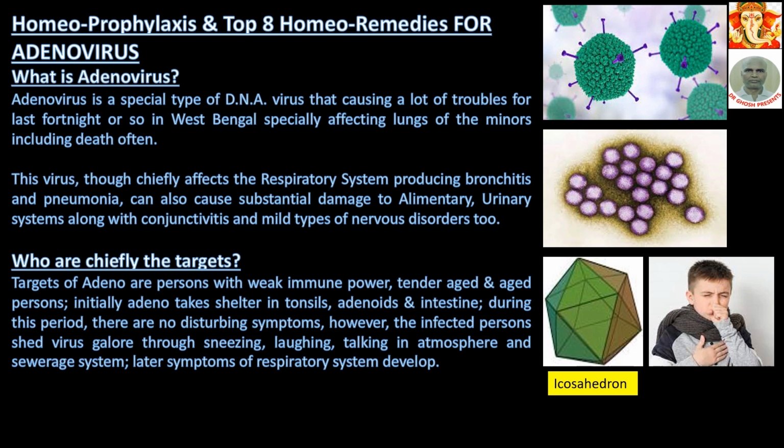Initially, adeno takes shelter in tonsils, adenoids and intestines. During this period, there are no disturbing symptoms. However, the infected persons shed virus galore, that is, huge amounts, through sneezing, laughing, talking in the atmosphere and into the sewage system from passing stool. Later, symptoms of the respiratory system develop.